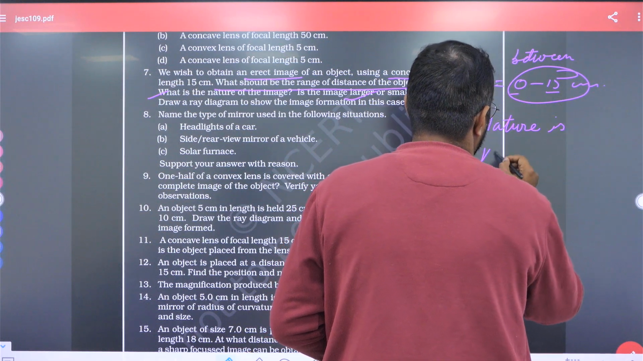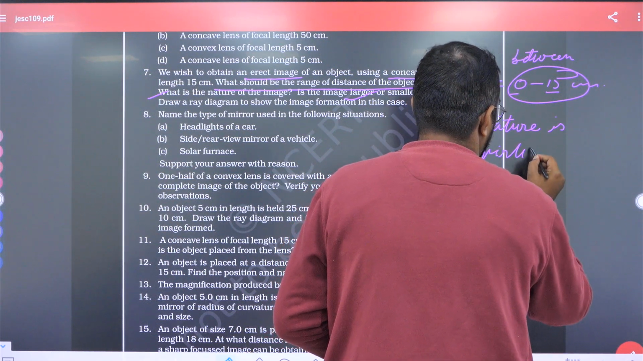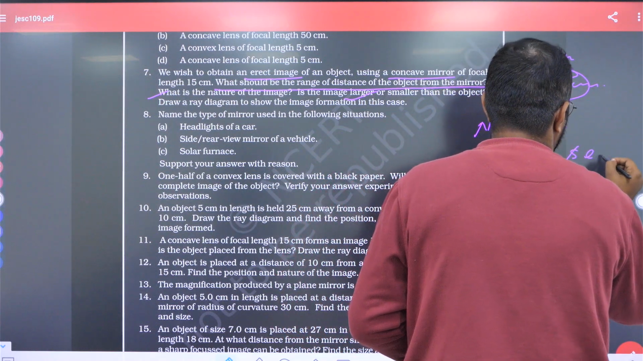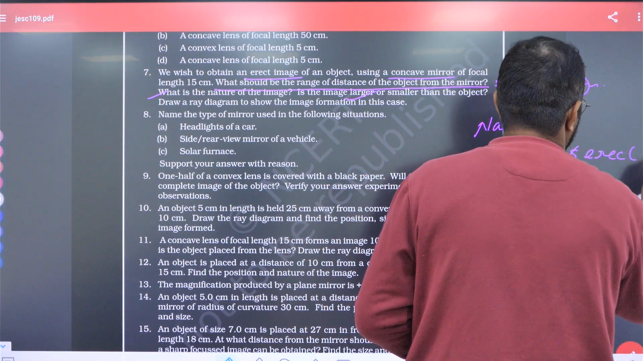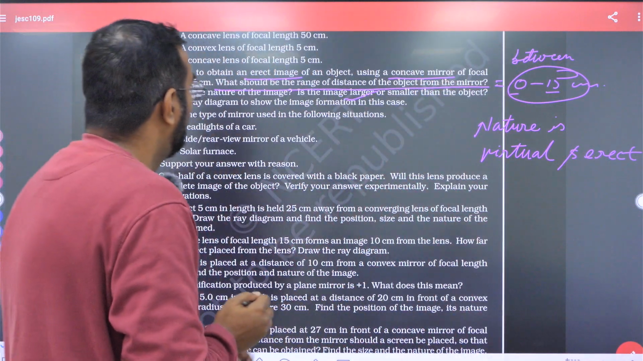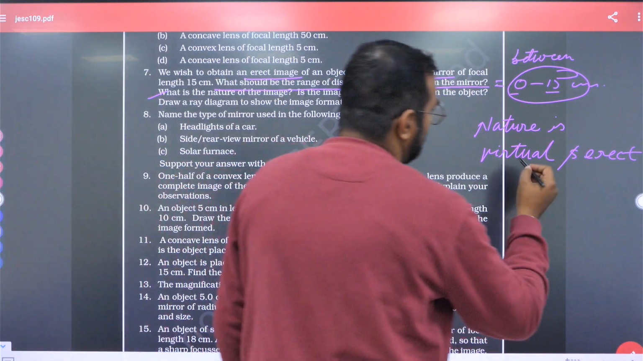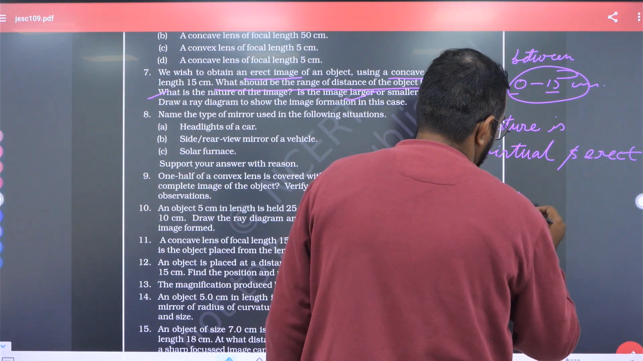Nature is virtual and erect. The image is smaller and larger. Larger.